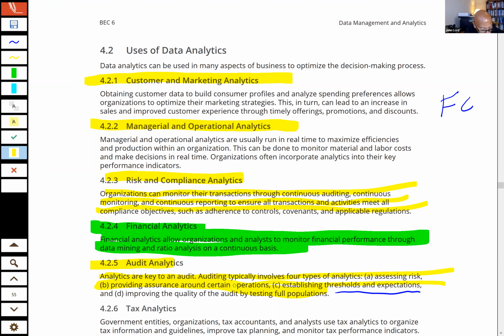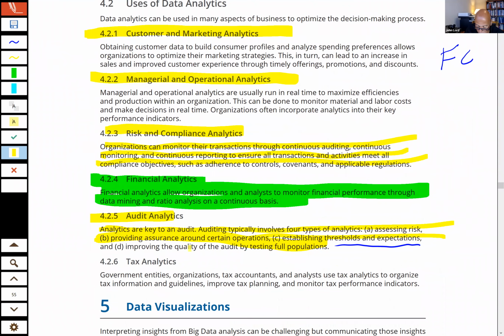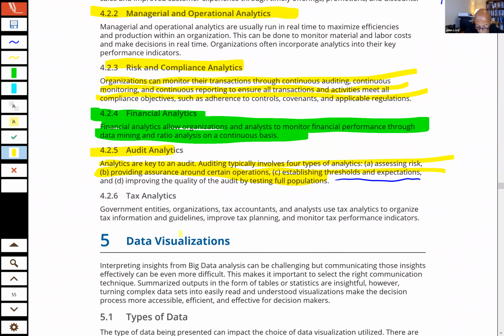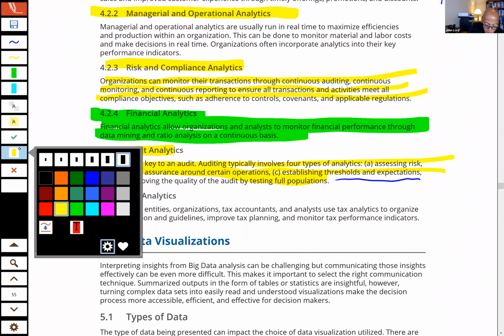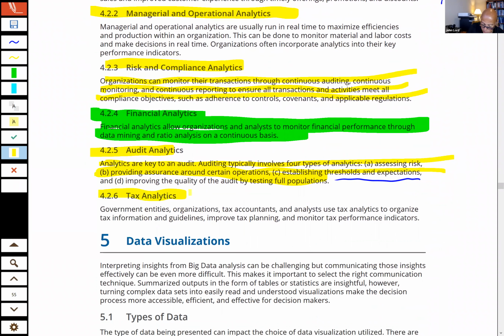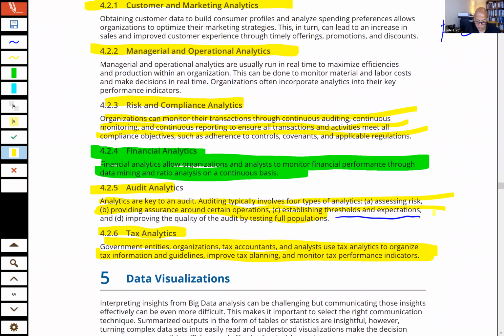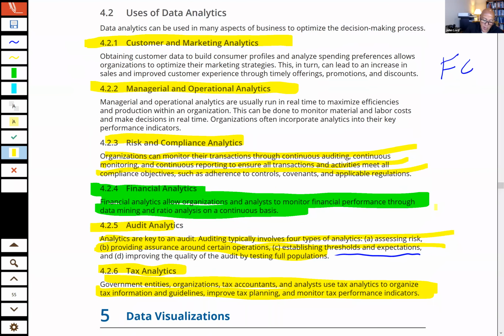Okay. And that's possible because of the increased computing power that you see now. And then, as I mentioned at the beginning of class, tax analytics, okay? Government entities, organizations use tax analytics to organize tax information to see that they're in accordance with guidelines and whatnot. So IRS probably has certain data analytics that they do for tripwires of amounts that are going to trigger, say, an audit or something like that. Okay. So again, guys, I know I highlighted and talked a lot there.